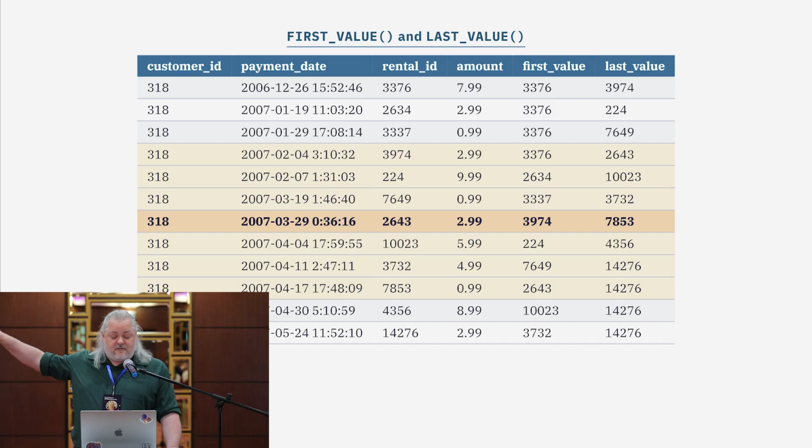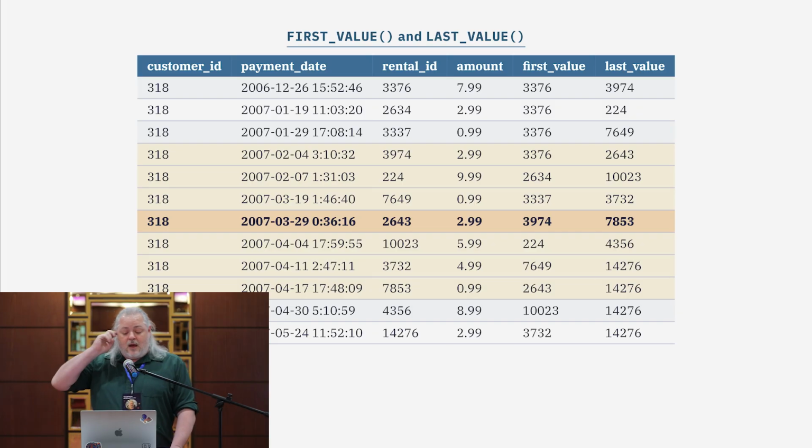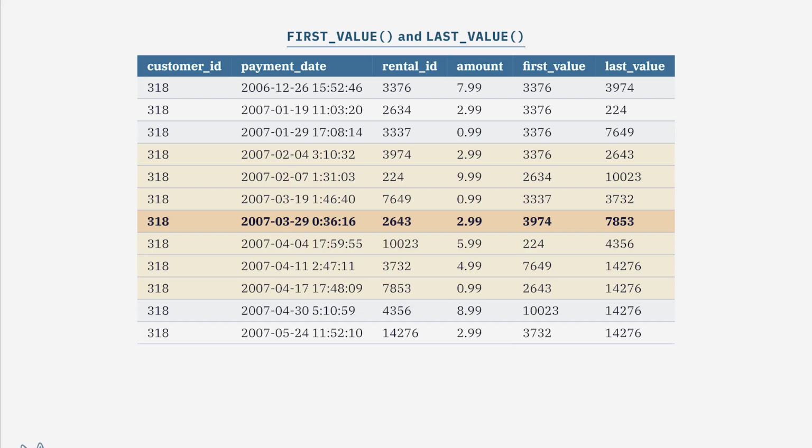And 7,853 is indeed the last rental ID in this frame of 3 rows preceding and 3 rows following. And then you can look for yourself on a different row that the first and last are moving. So we've got this whole window frame that is moving across the window, and it will never pass a partition.